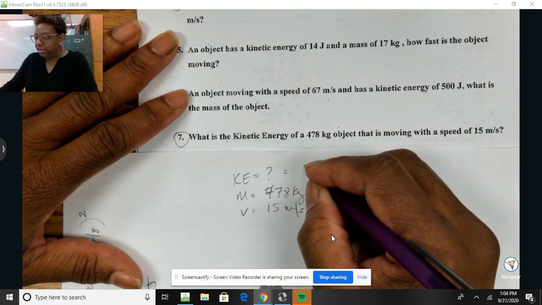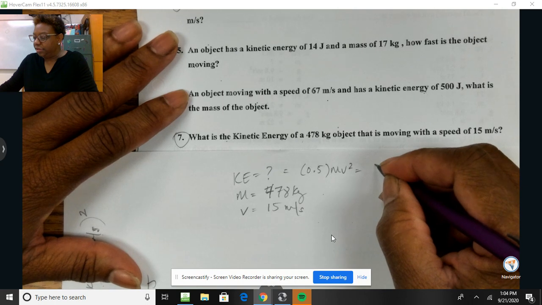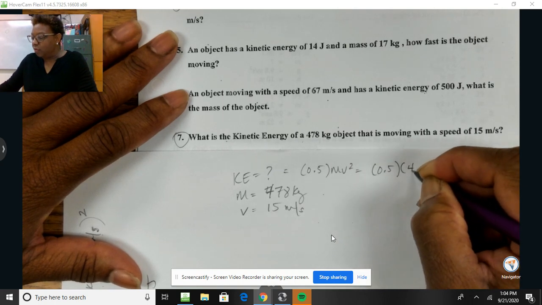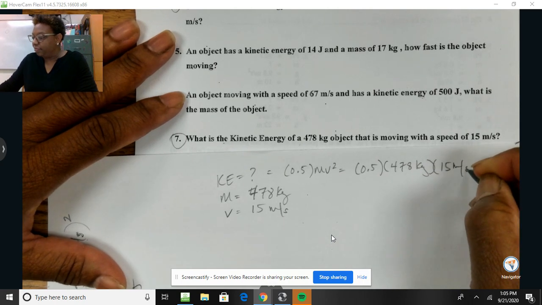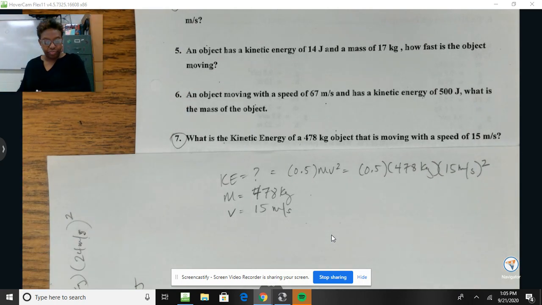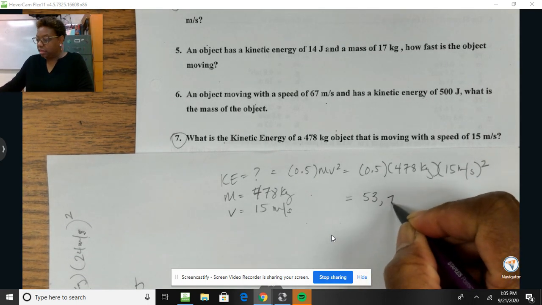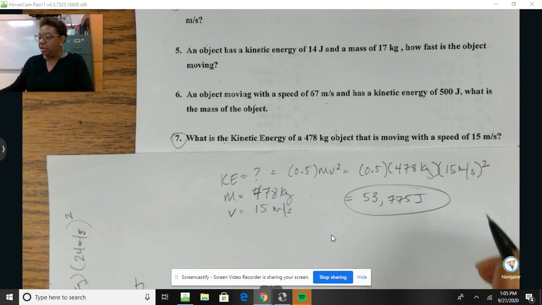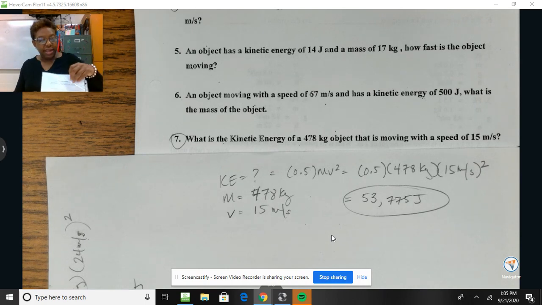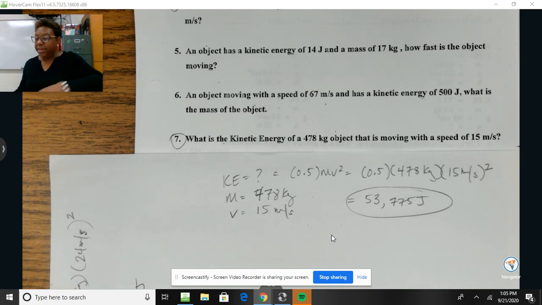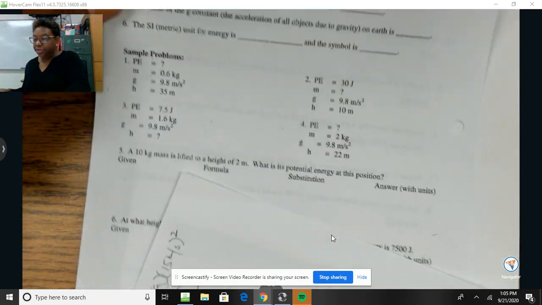So kinetic energy is 0.5 times mass times velocity squared. So 0.5 times 478 times 15 squared. We plug all that in and we end up with another large number for our kinetic energy. Okay. So that is the use of the kinetic energy equation. Now I'd like to do a couple of examples of potential energy for you.